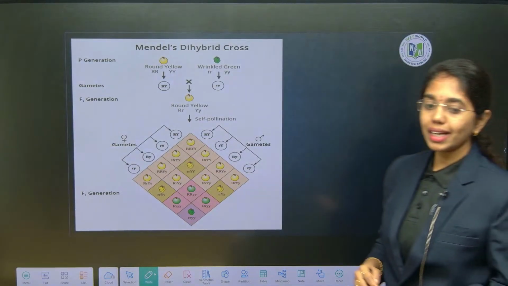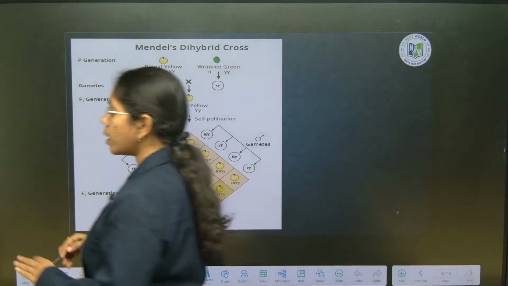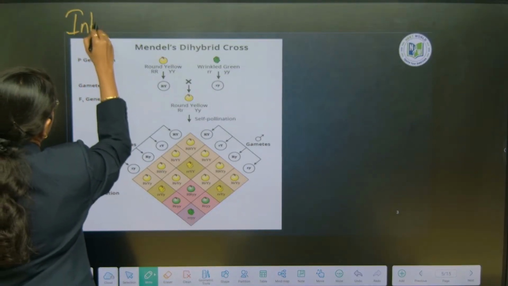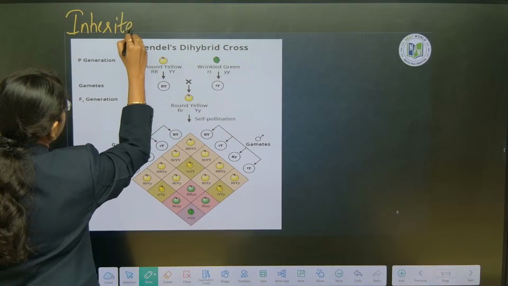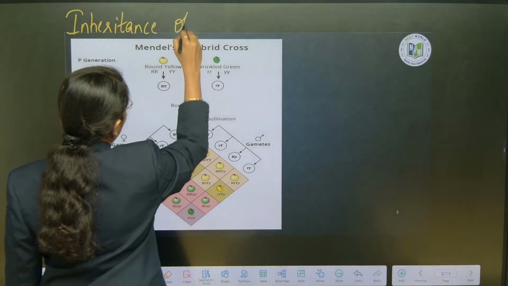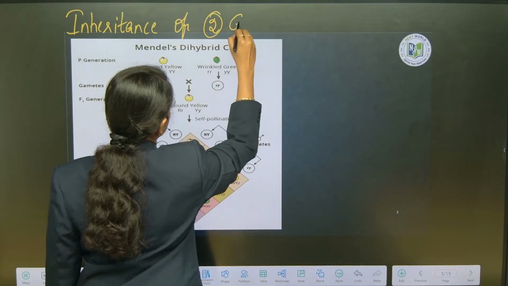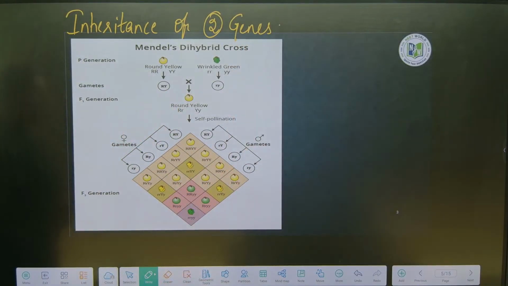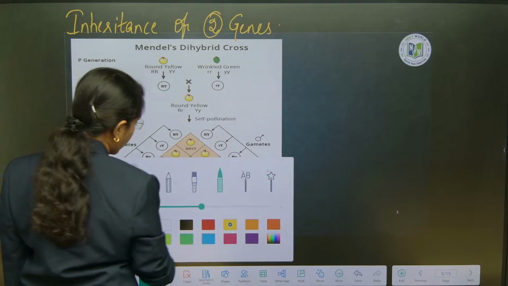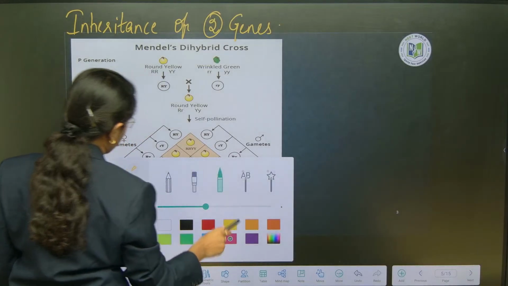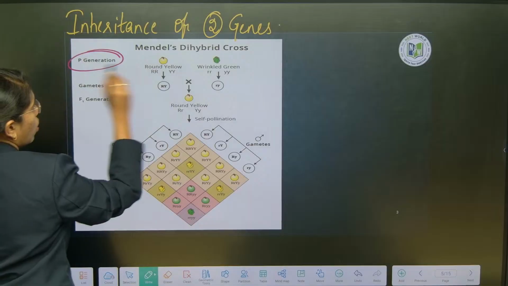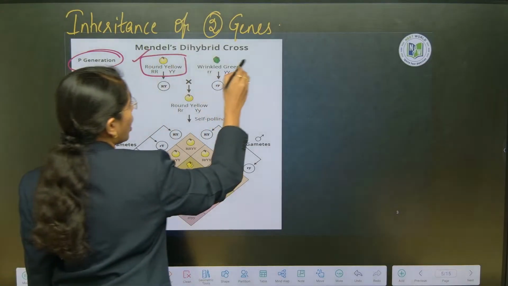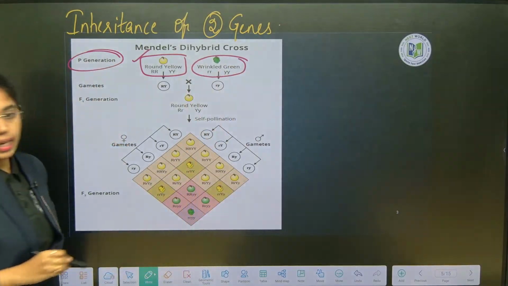Now Mendelian dihybrid cross, where we learn about the two-gene pattern of inheritance. Inheritance of 2 genes. Fine, right? In the parental generation, pure lines are taken. One is pure line dominant, that is round and yellow. The other is pure line recessive, that is wrinkled and green.